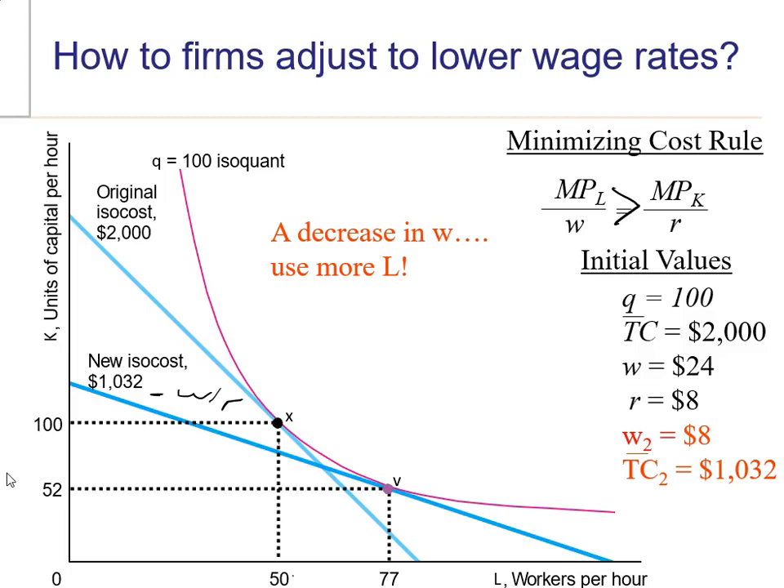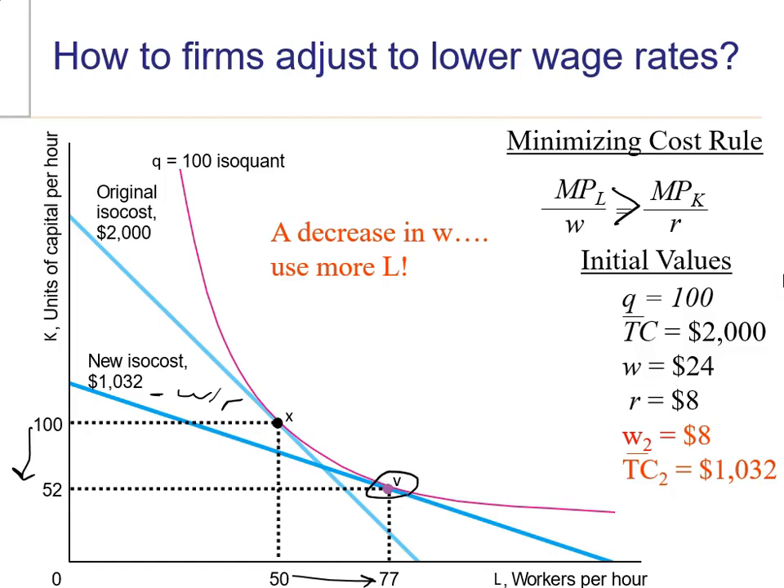Instead of 50, now the optimal number is 77. And now we want fewer machines. Instead of 100, now the optimal number of machines is 52. And this is our new optimal bundle, bundle V. So when do you stop? When is this no longer the case?